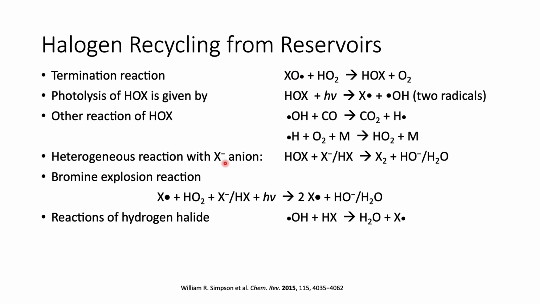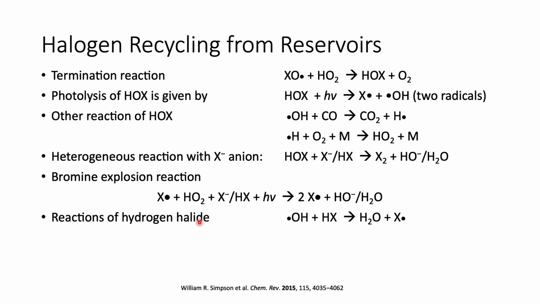Similarly, heterogeneous reactions with anions are also known. HOX reacts with HX or X minus to give X2, that is the dihalogens, and hydroxide or water is produced. Similarly, there is an important reaction called the bromine explosion reaction. We will be studying this particular reaction. So the bromine radical reacts with HO2 in the presence of an anion and solar radiation or sunlight, leading to 2X dot and OH dot and water.